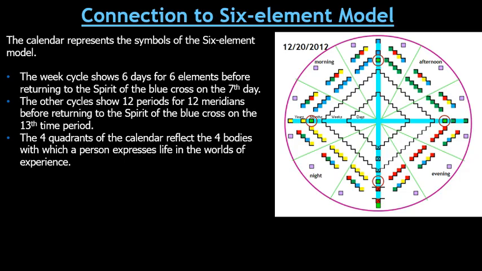Okay, so how does the calendar relate to the 6-element model? Well, the week cycle shows 6 days, which corresponds to the 6 elements before returning to the spirit of the Blue Cross on the 7th day. The other cycles show 12 periods for 12 meridians before returning to the spirit of the Blue Cross on the 13th time period. The 4 quadrants of the calendar reflect the 4 bodies with which a person expresses life in the worlds of experience. Pretty standard, pretty simple. You just bring these simple little patterns of 4, 7, and 13, put them into this, and you can see the whole yearly cycle exact to within 35 seconds a year.